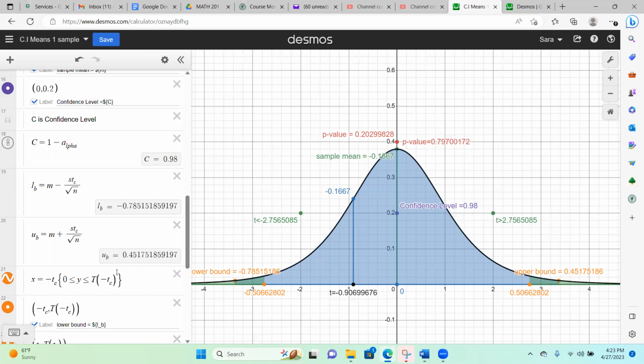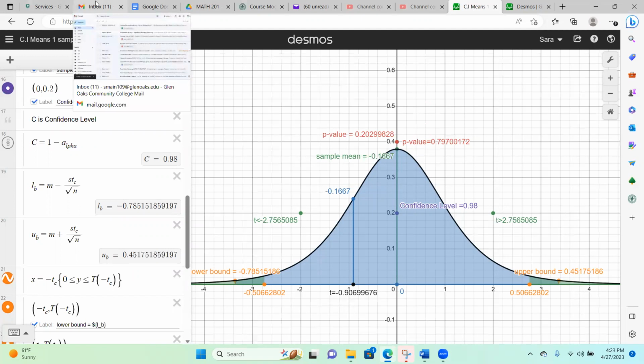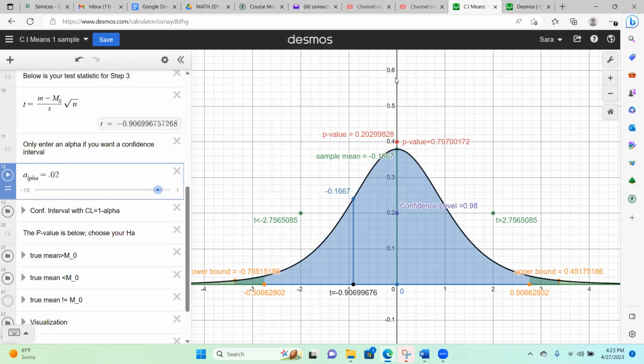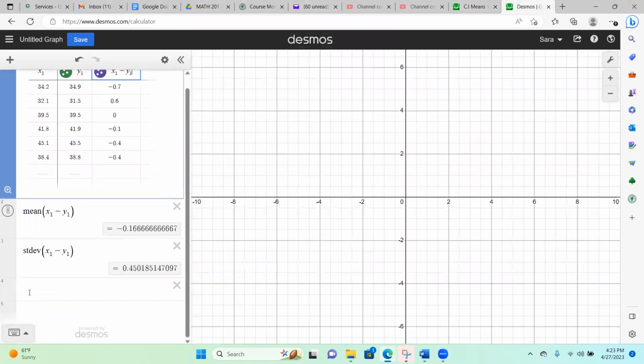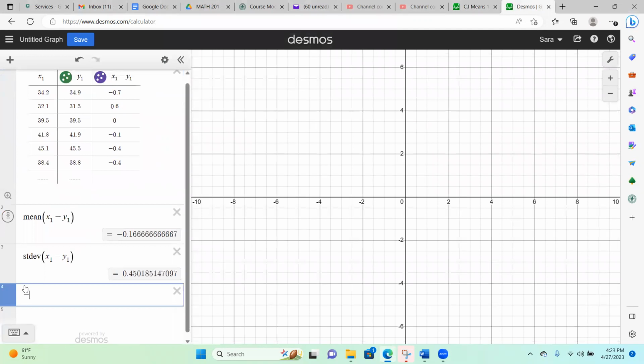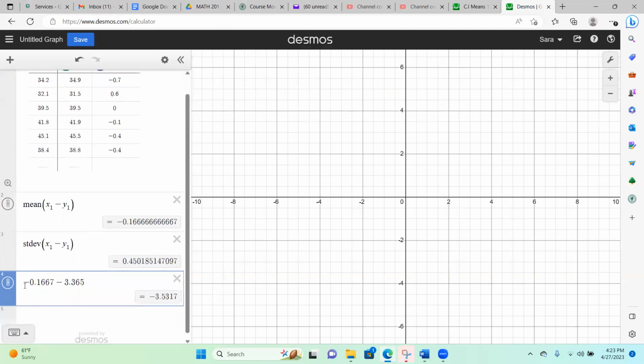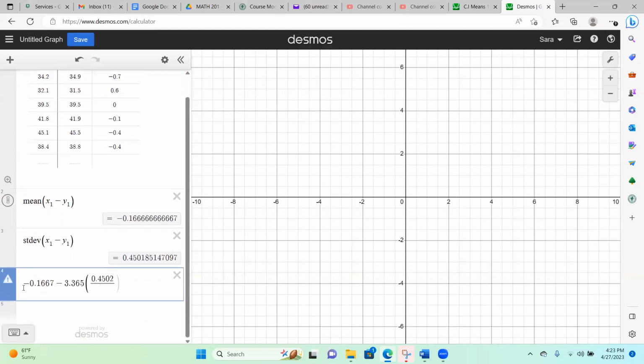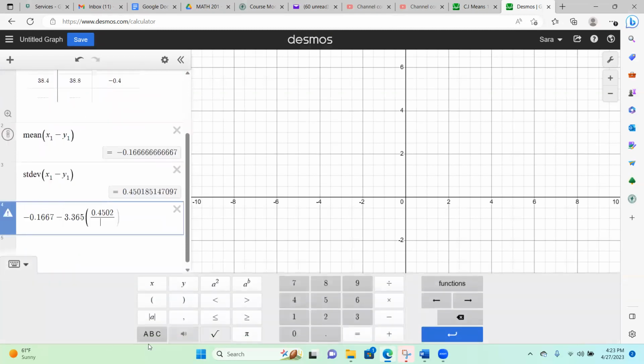Okay, and let's just validate that if we were to use the numbers that we had in our Desmos. So if we did negative 0.1667 minus 3.365 parentheses our standard deviation divided by, we need the square root of 6.